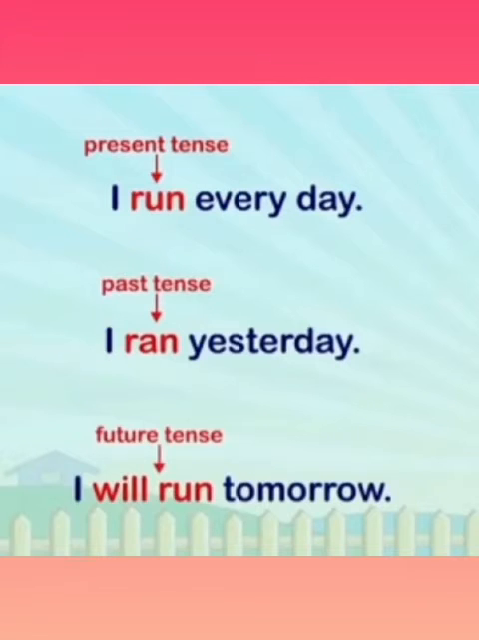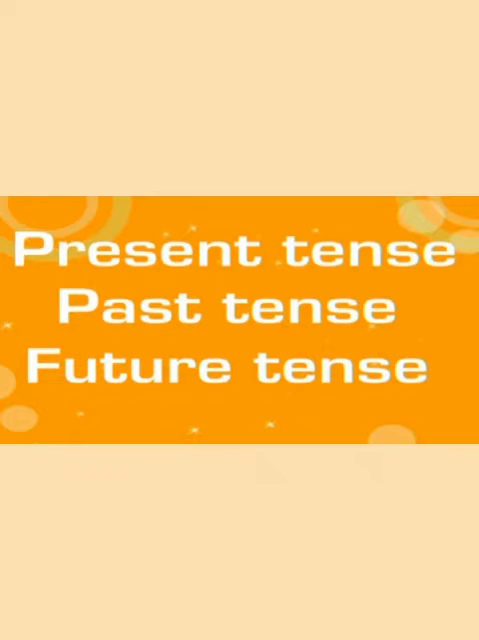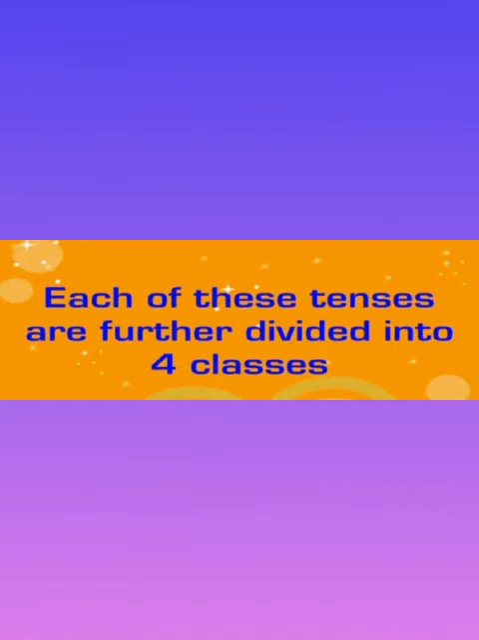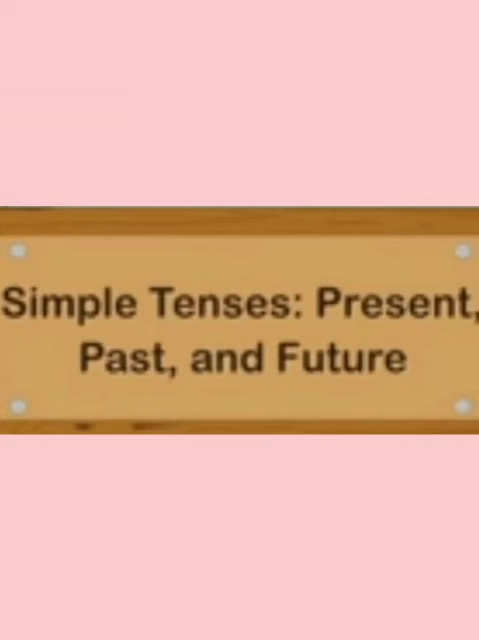I will run tomorrow. So, here, will run is the verb that is in future tense as it tells about the action to take place sometime in the future. So, there are three tenses: present, past, and future. And each tense has further four kinds: simple tense, continuous tense, perfect tense, and perfect continuous tense. So we'll start with the first one, that is simple tense.